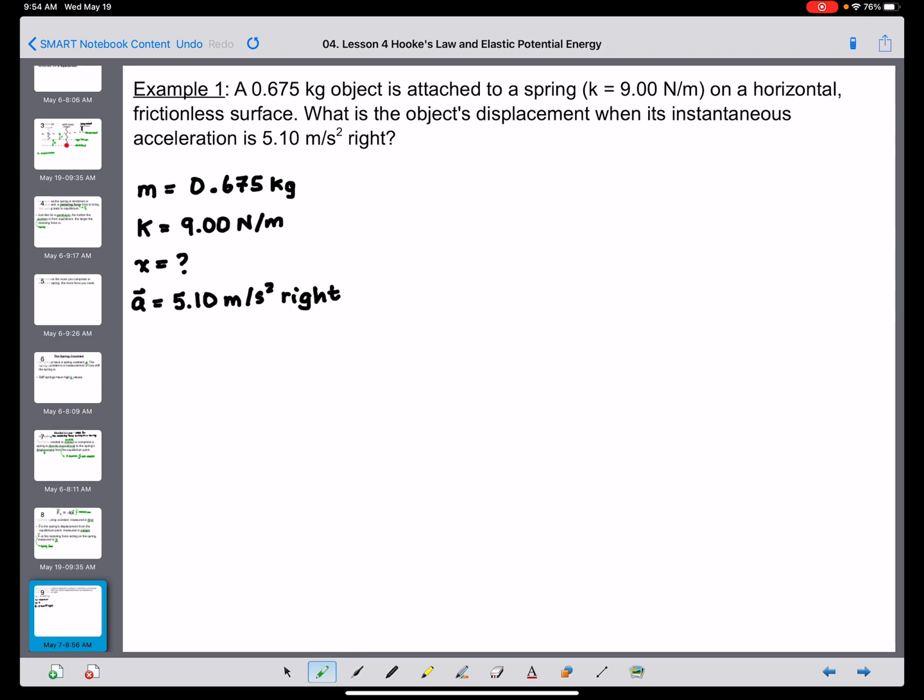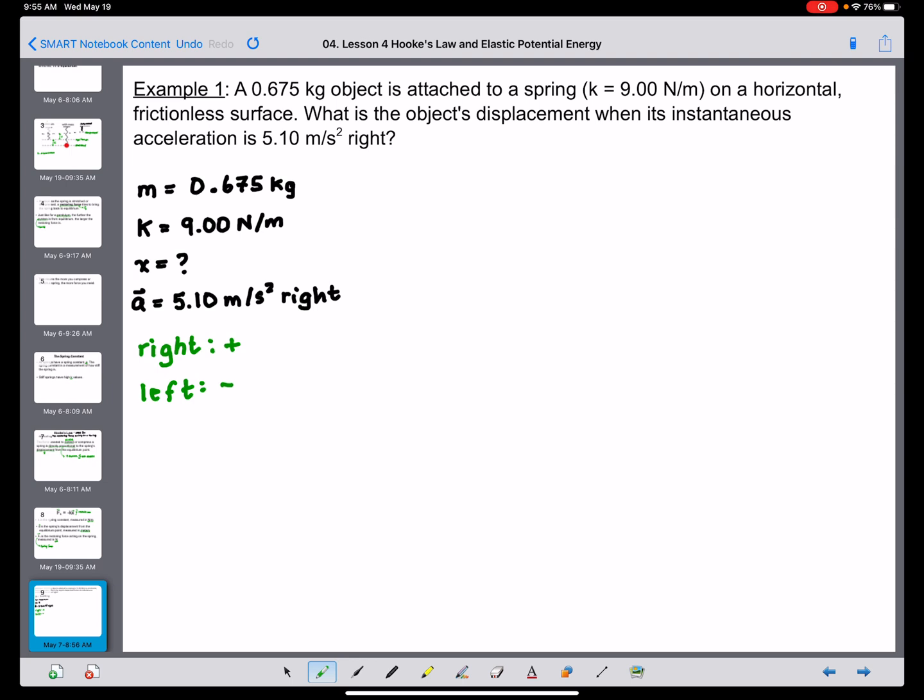All right, so please read example 1, pause the video, and then come back. So I've made a list of variables here. Now, because the formula that we're using has vectors in it, we need to write down our directions. So remember from the dynamics unit, we need to define our directions. So here, anything that is to the right, I'm going to make it positive, and anything that is to the left, I'm going to make it negative.